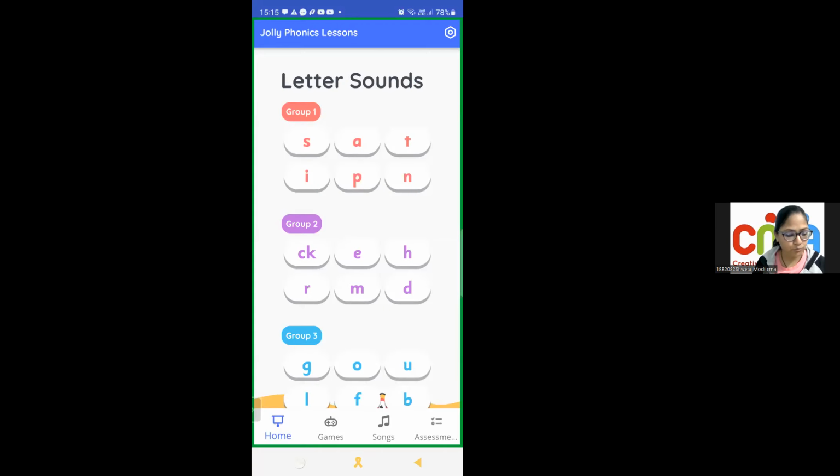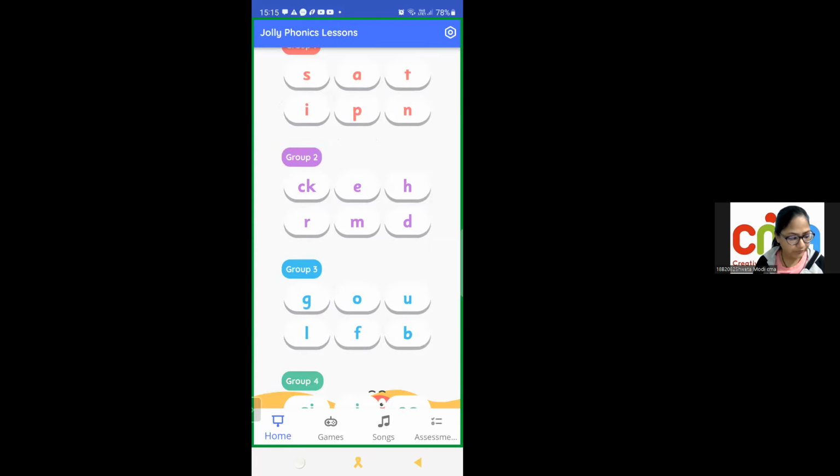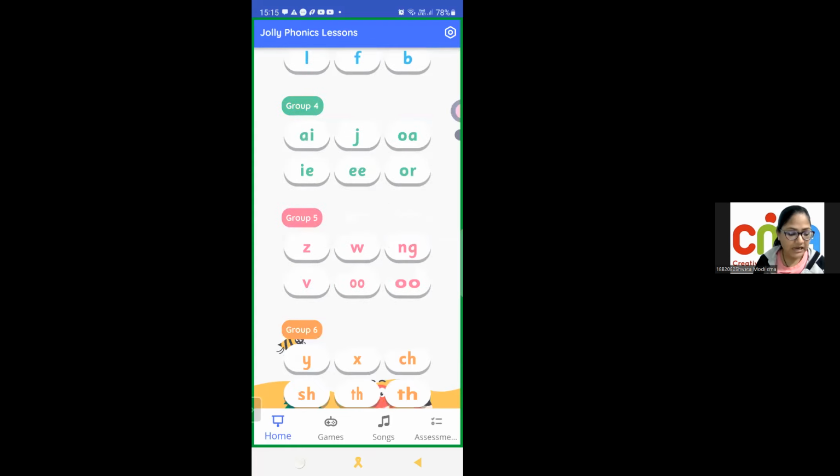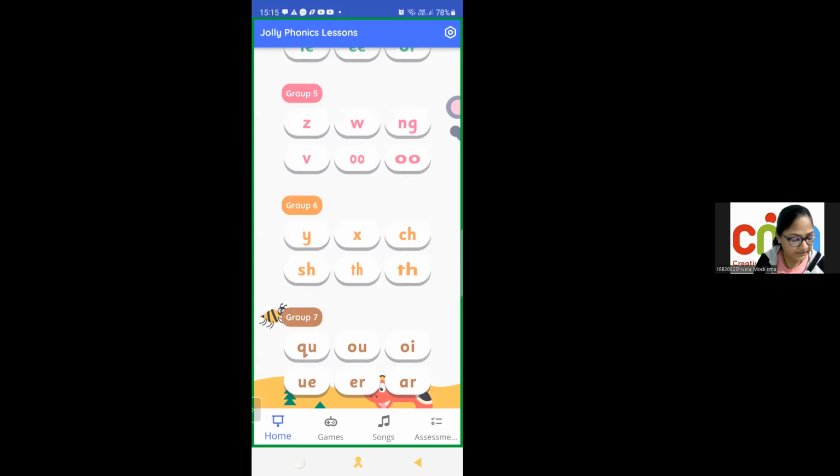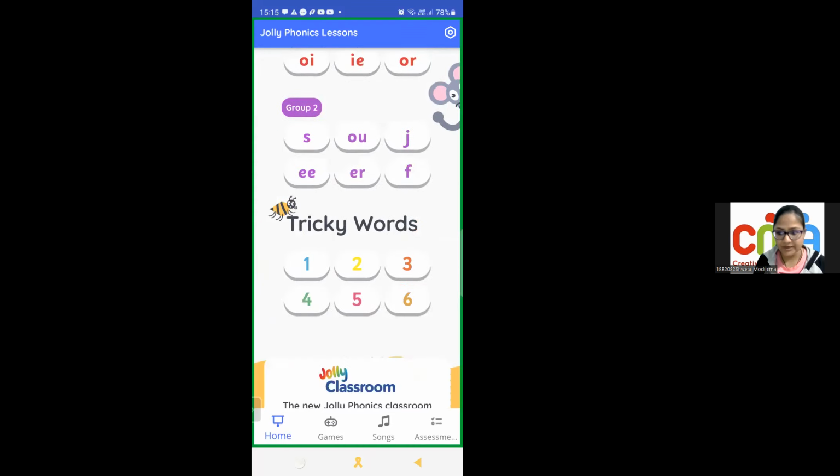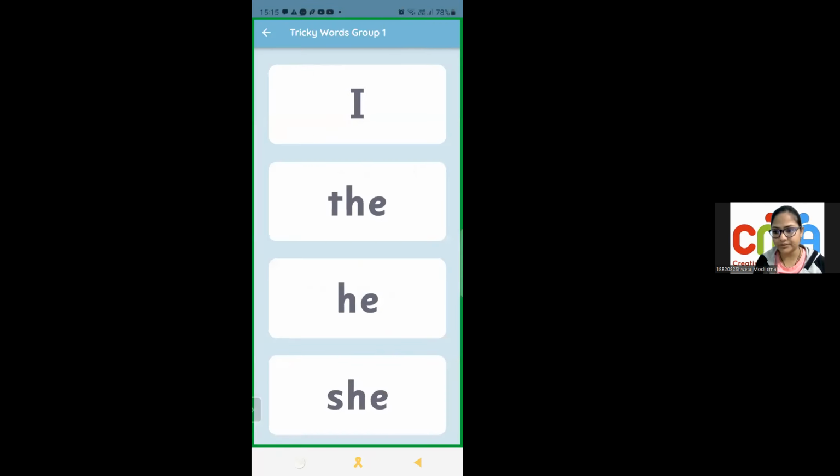No? So group 1, group 2, group 3, group 4, group 5, group 6. After group 7, you will take these tricky words. Okay. Now, how should we teach tricky words?